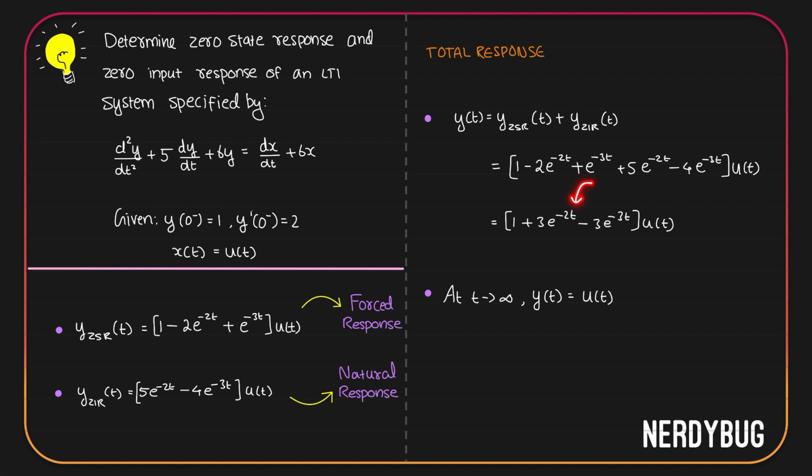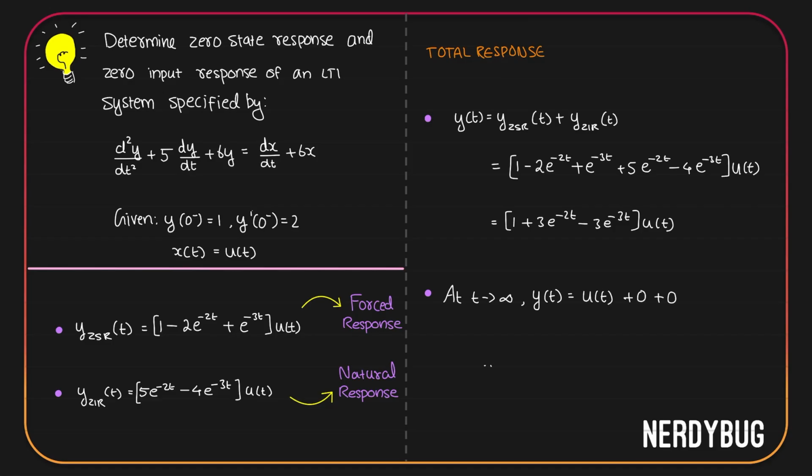If you give t equal to infinity, this becomes e raised to minus infinity, which is 0. So plus 0. The next term also has e raised to minus 3t. If you give t equal to infinity, this becomes 0. Plus 0. Therefore, y of t at t equal to infinity is u of t. We call this the steady state response. To show that, let's call it y ss of t.